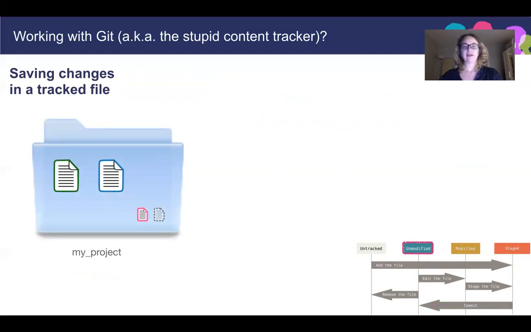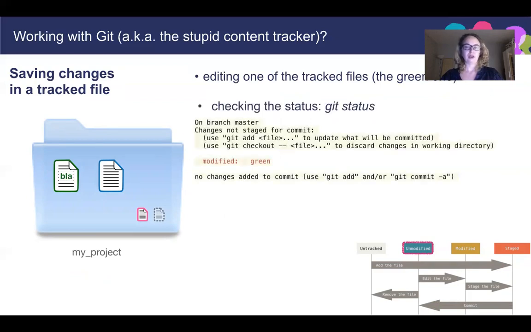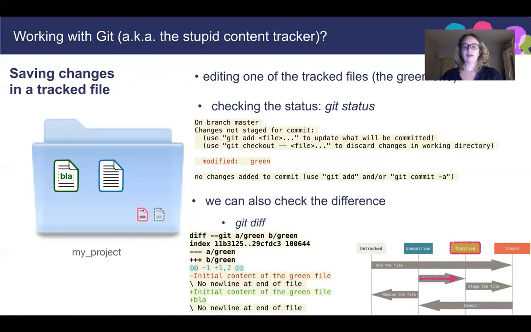So let's say now that you want to edit one of the files that are being tracked by Git. Let's change the green file, and let's see what happens when we call git status again. This time Git will tell you that there are no changes staged for commit, but there is one file that is modified. By editing the file, we moved it from unmodified to modified state. Git notices this, but it's not assuming that you want to commit this file, at least not yet. You can also call git diff, and then you will see the changes between your last snapshot and your current version.